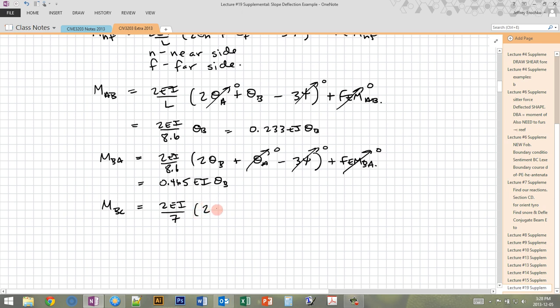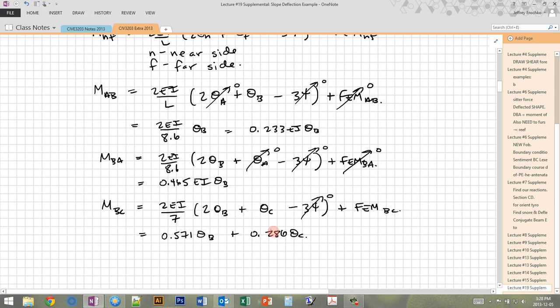And so we get 2 theta B plus theta C minus 3 psi plus FEM BC. So that's FEM of member BC at end B. Okay, so this one is 0. Theta B and theta C are still unknowns. So we're going to get 0.571 theta B plus 0.286 theta C. Okay, so that's just multiplying these out.